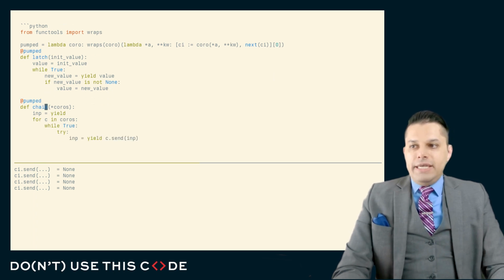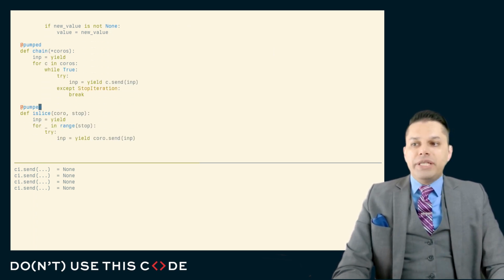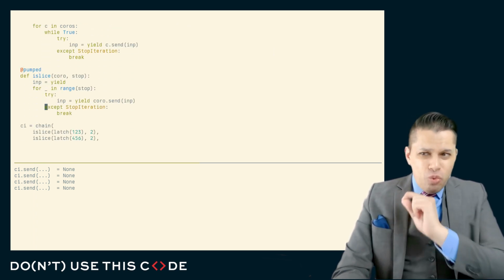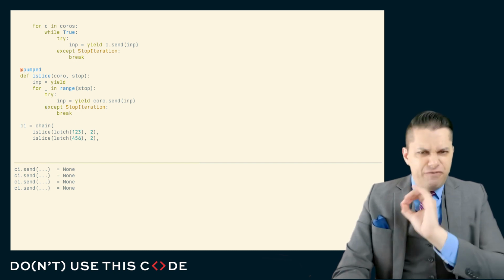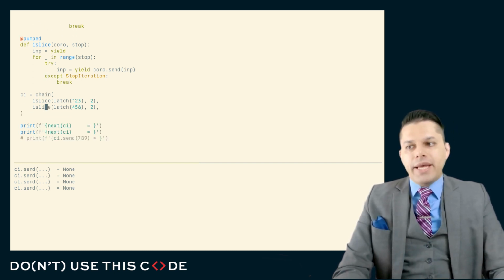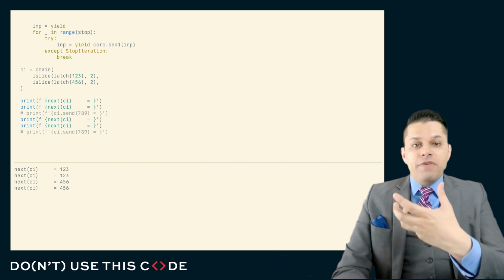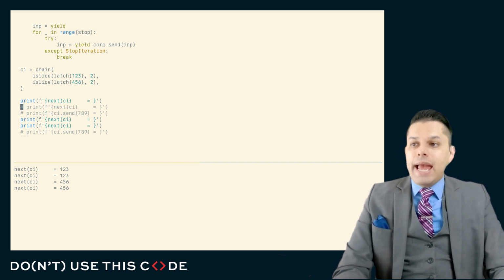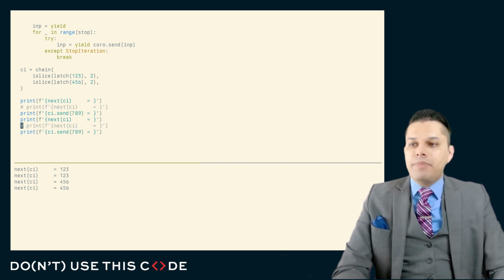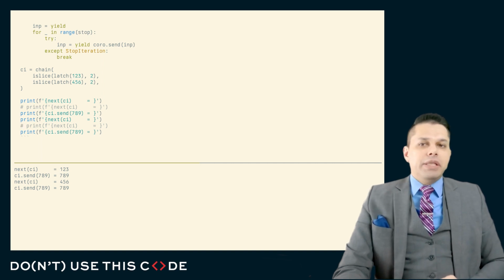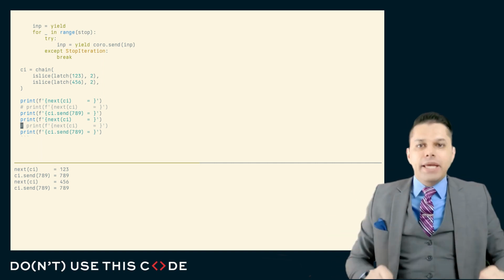Here, you can see our latch used together with this chain and with one more reimplementation, a very simple reimplementation of itertools.islice, and you can see that we've connected two latches together, and at any point in time, we can send in a new value to be latched over, and everything works exactly as we would expect.